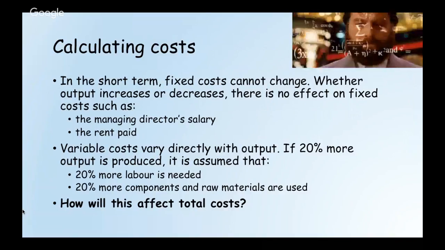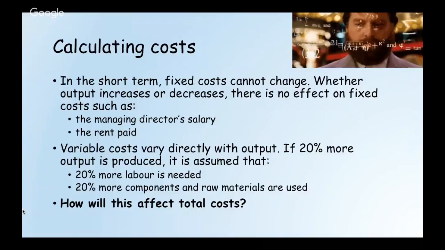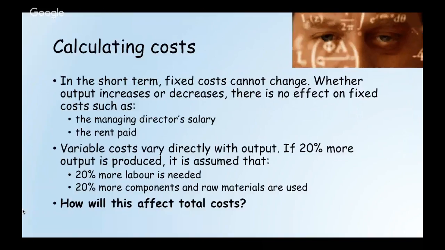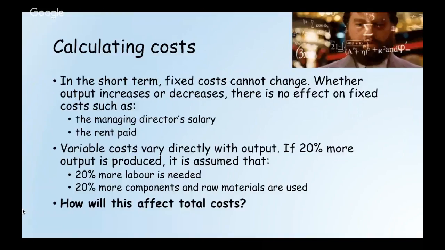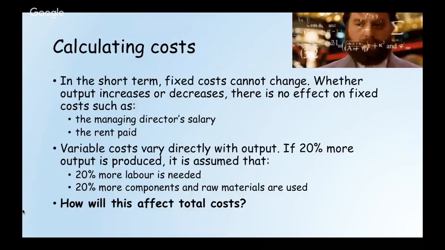In the short term, fixed costs cannot change. Whether output increases or decreases, there is no effect on fixed costs. For example, a managing director's salary or the rent that is paid. So if you are renting a building, the amount that you pay is the same no matter if you produce one product or 1,000,000. The rent is still the same. So it is a fixed cost.